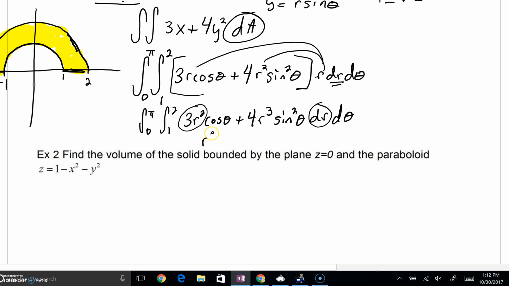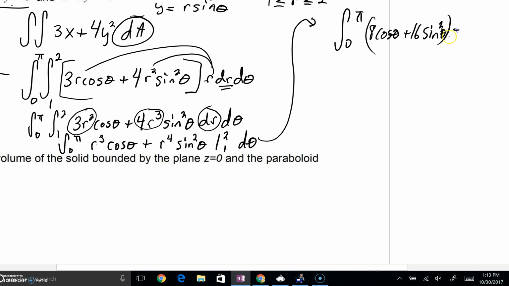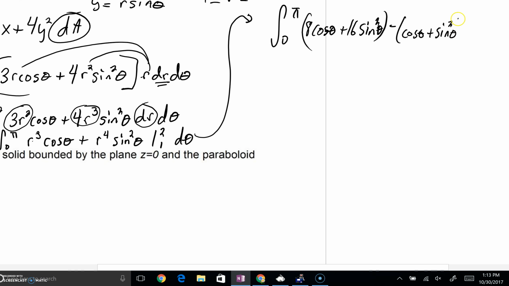And we still have our bounds between 0 and pi. So I'm going to continue working over here, bring this up, and we'll have our 0 to pi. But as we plug in our 2, we'll have 8 cosine of theta. Plug in our 2 here: 2 to the fourth is 16, so that's 16 sine squared of theta. And then we'll say minus, then we plug in our 1, and we'd get cosine of theta plus sine squared of theta. And of course, we can distribute that negative and clean this up.